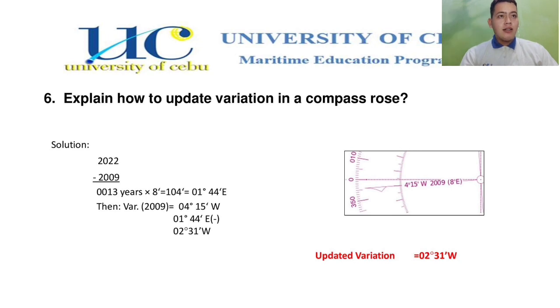We should subtract this from the initial magnetic variation of 4 degrees 15 minutes west because it does not have the same direction. Then we find that the variation for 2022 is 2 degrees and 31 minutes west. So we have our solution below for your guidance. The final answer is that the updated variation for 2022 would be 2 degrees and 31 minutes west.